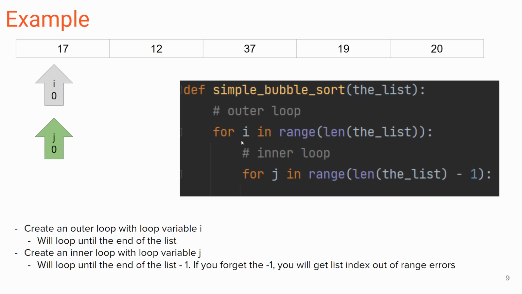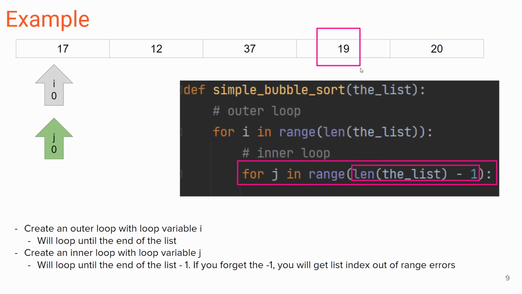Here's my outer loop. For i in range, I go the entire length of the list. Let me bring up my little editor here. Here's my outer loop, for i in range, I go the entire length of the list right there. And then in my inner loop right here, I call it j, and we go not the entire length of the list, right? We don't want to include this last index here. So I say loop until the length of the list minus 1. So this j is always going to stop at 19.